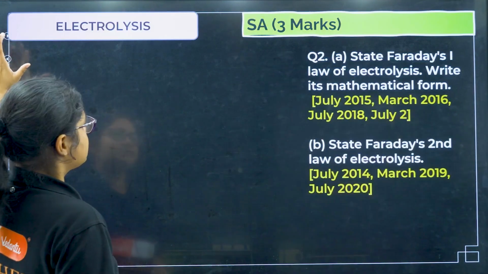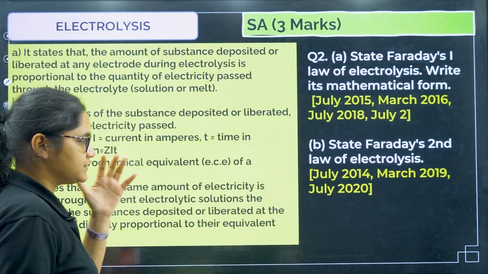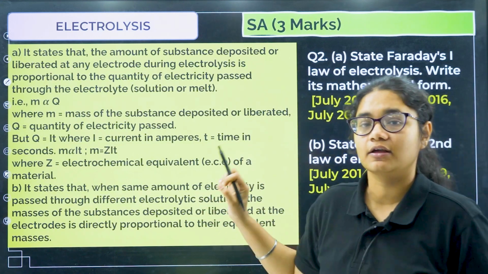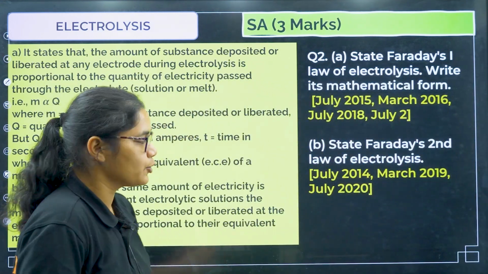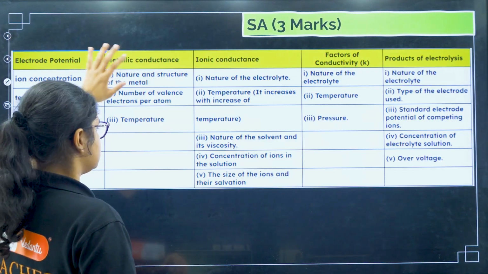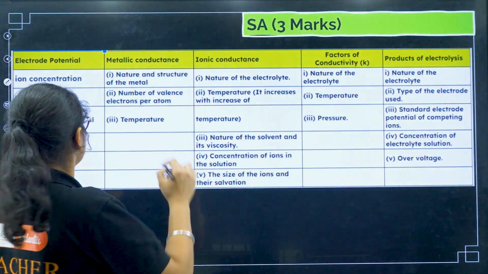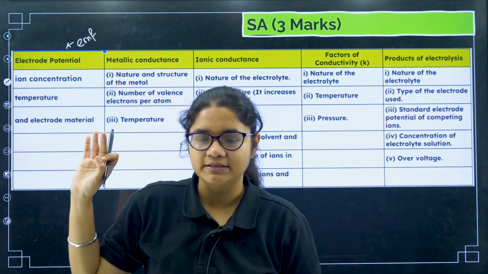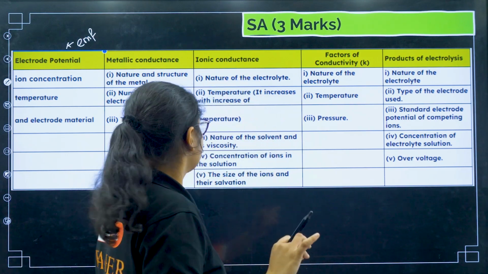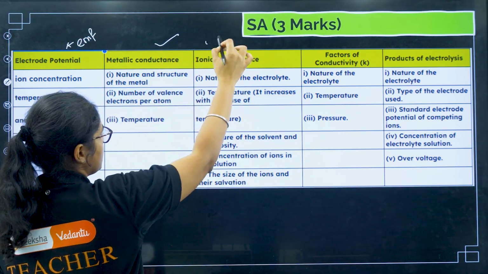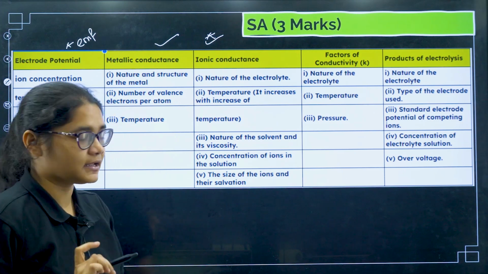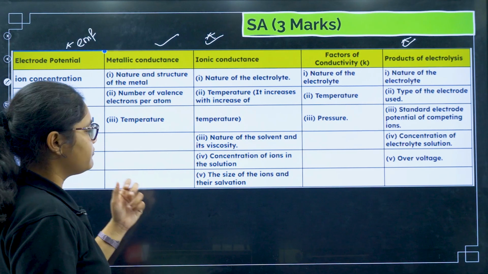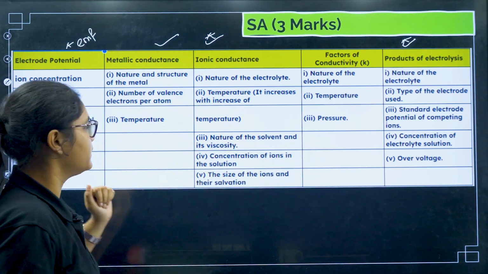Okay. Next we have Faraday's first law and second law. You should revise all the statements, Faraday's first law and second law statements, and their mathematical formulas as well. Okay. So next we have the factors on which different things depend. The first thing here is electrode potential or EMF of the cell. It depends on concentration, temperature and the type of electrode. Next, metallic conductance is not that important. Ionic conductance is important. All 5 factors are given here. Next, you have product of electrolysis. This is also an important question. Okay. So the factors on which these two things depend, you should know.